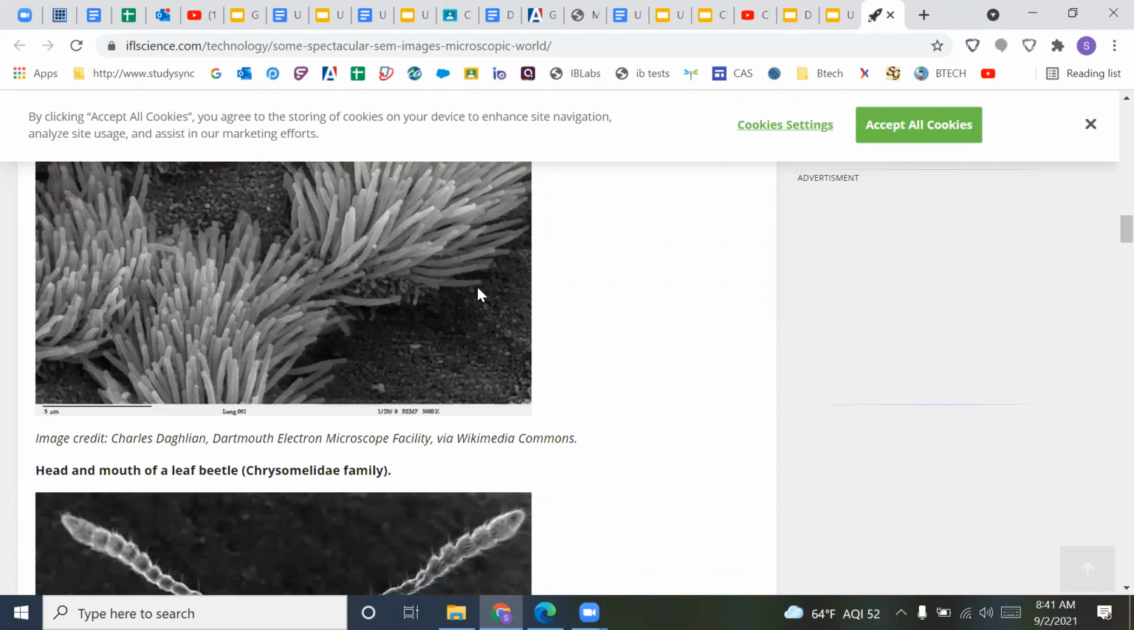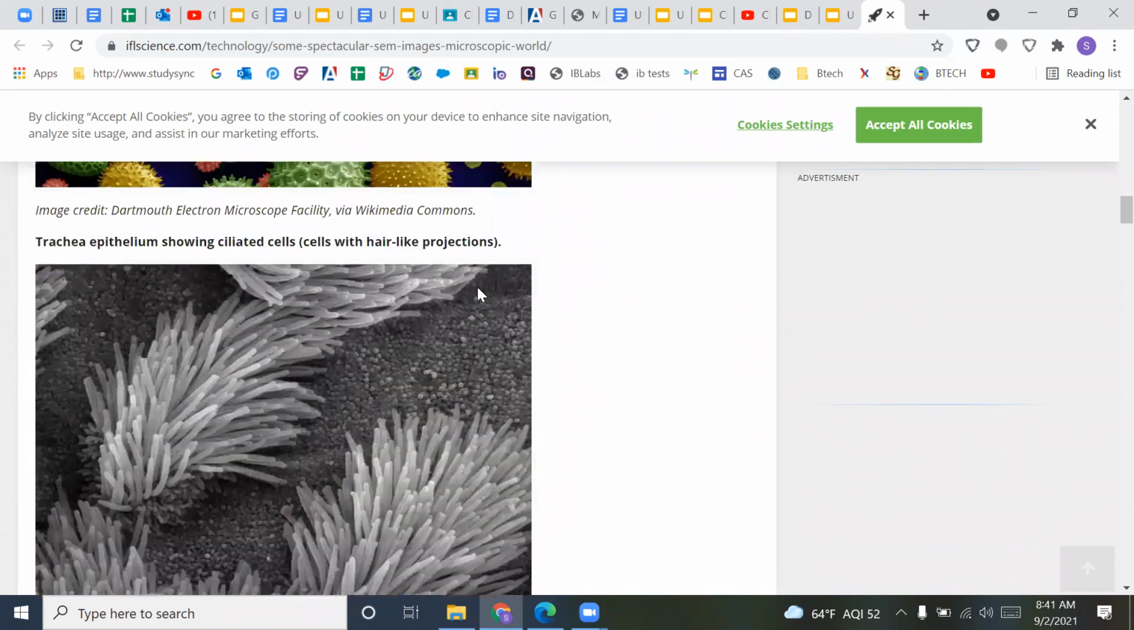Here is, what is this? Trachea epithelium. What is your trachea? Your throat, also known as your windpipe. So yes, you have these hairs in your windpipe. What they will do is they will catch things that you breathe in that your body doesn't want. And when you cough, it's because those caught something and it told your body, cough it back out. You don't want that in your body.